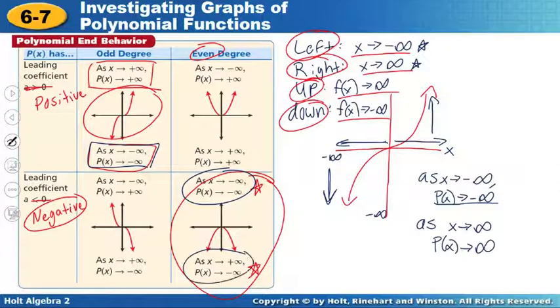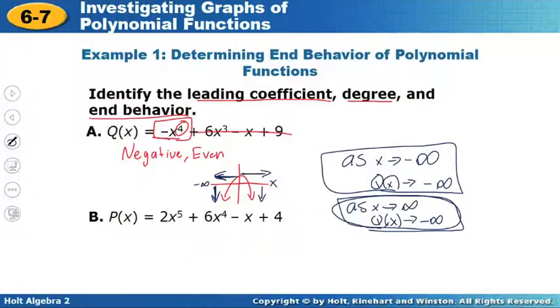As x approaches positive infinity, q of x goes towards negative infinity. So it's the same thing. Like I said, you could have copied them down as long as you knew that it was an even and negative function you were looking at. But I want to explain how to read the directions, because I think that's the more important thing. Let's do one more just like this.